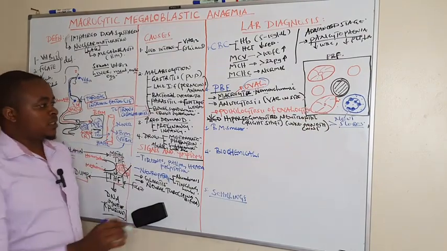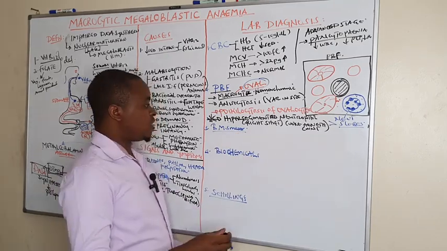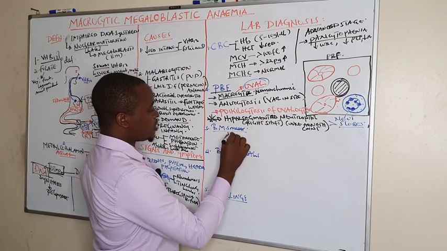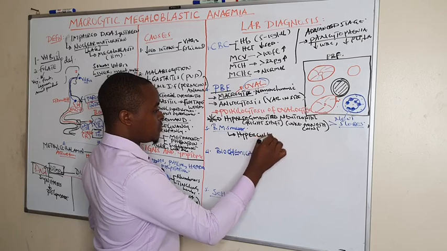So after seeing that under the blood film, in the bone marrow smear, we shall find hypercellularity. The cells are enough.